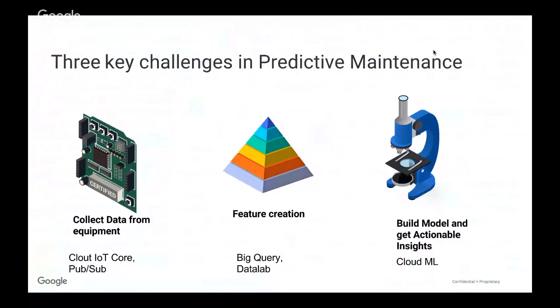Once you define your use case, just keep an eye on these three challenges: how you will collect data from equipment, how you will do feature creation, and how you will build the model. When you use Google Cloud Platform, Google Cloud IoT Core and PubSub help you in collecting data. You can use BigQuery and Datalab to prepare features. We also have another tool called Dataprep that can help you in transforming data. And then you can build a model using Cloud ML. Cloud ML is a managed service of TensorFlow, and it provides you DNN methods, and it also allows you to build non-DNN machine learning models.